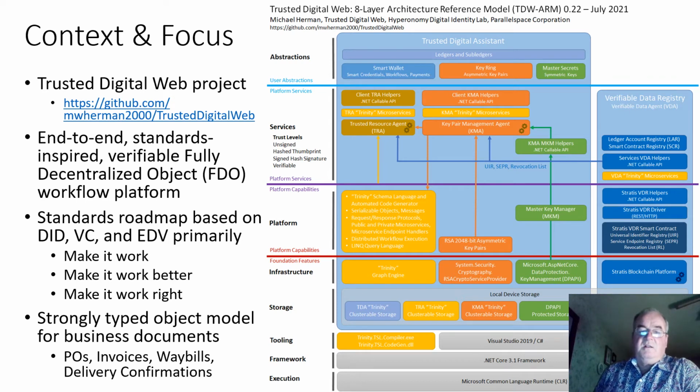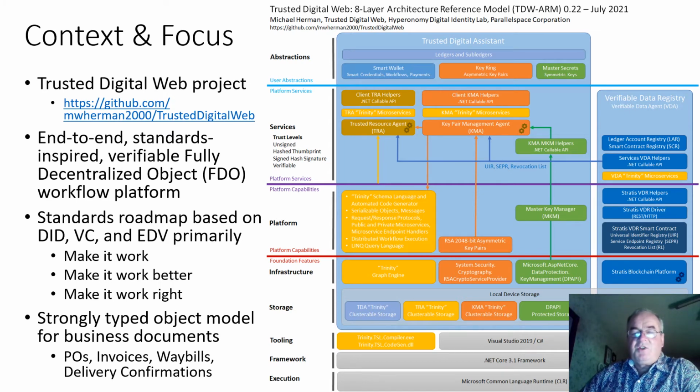So the platform also represents an important application of verifiable credentials. Using the verifiable credentials as a strongly typed object model for business documents. And by business documents, I'm talking about purchase orders, invoices, waybills, delivery confirmations. So how do we represent those in that JSON format? How do we explain them easily to developers using this envelope model that I'm going to talk about next?